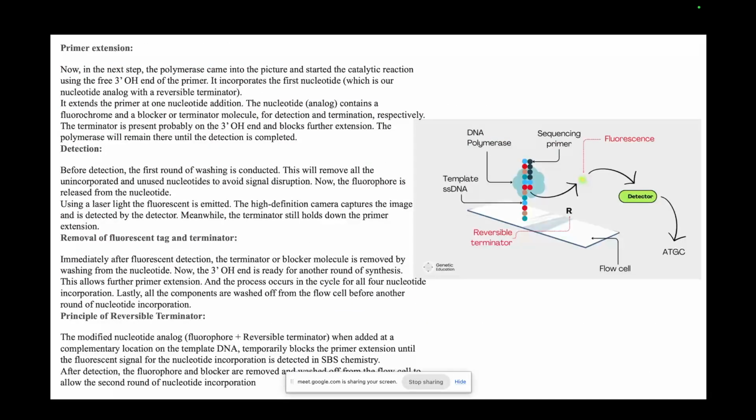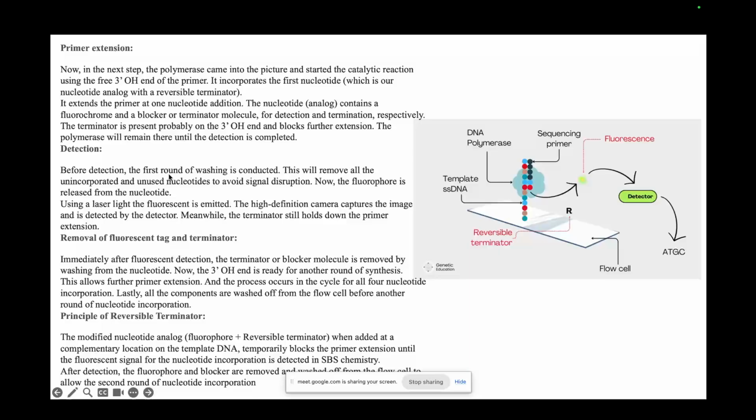Right. So now in the next step, the polymerase will come into the picture and start the catalytic reaction using the free 3' hydroxyl end of the primer. It will incorporate the first nucleotide, and then extend the primer, adding one nucleotide after another. The nucleotide analog will contain a fluorochrome and a blocker on the terminal molecule for detection and termination respectively. The terminator will be present at the 3' end and will block any further extension. The polymerase will remain there until the whole detection is complete.